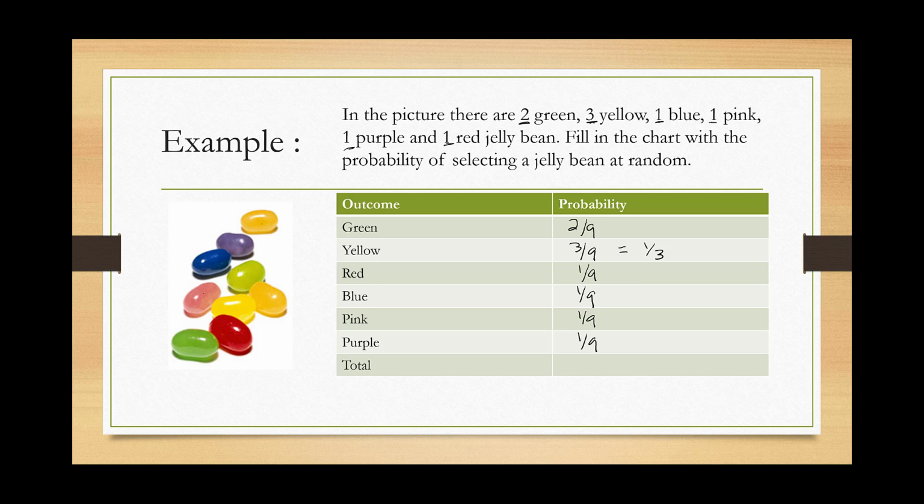This is a good place to show that this adds up to 1. So here, what did I write? This is my sample space. I could get green, yellow, red, blue, pink, or purple. If you add up 2 over 9, 3 over 9, 1 over 9, 1 over 9, 1 over 9, 1 over 9, that's 2, 3, 1, 1, and 1. 1 and 1, that's 9 over 9, which is 1.